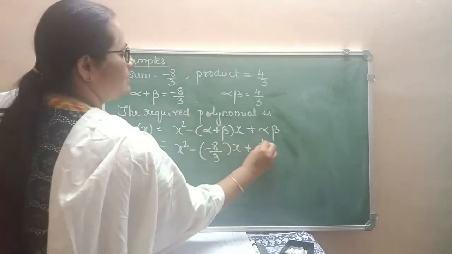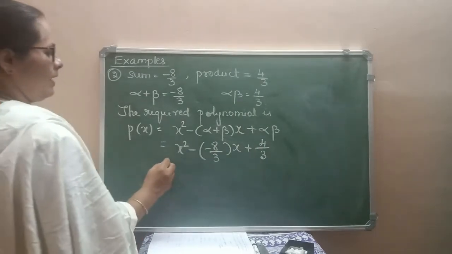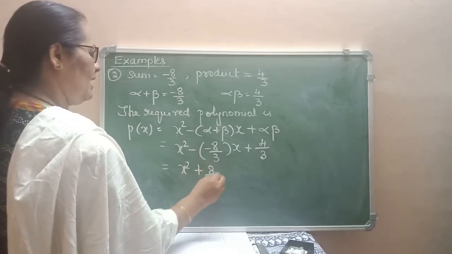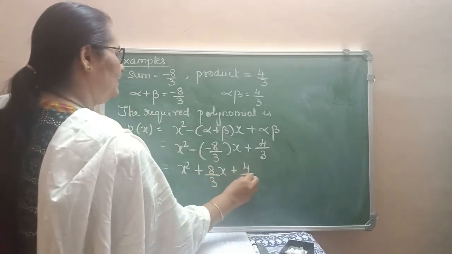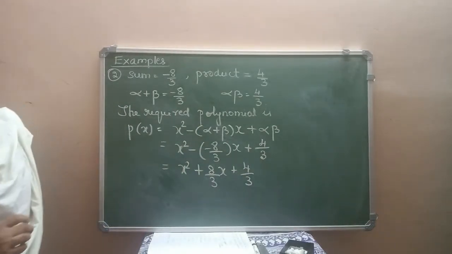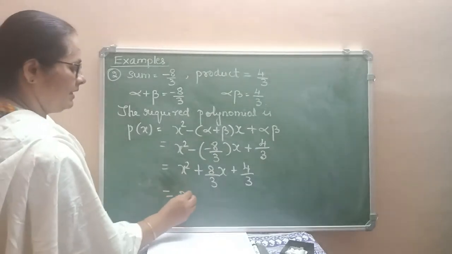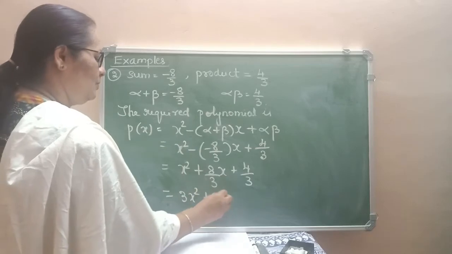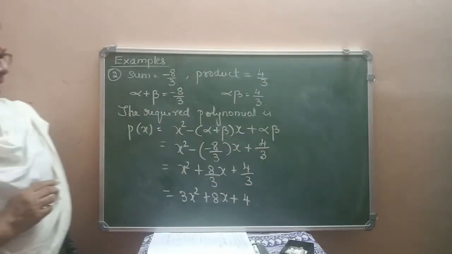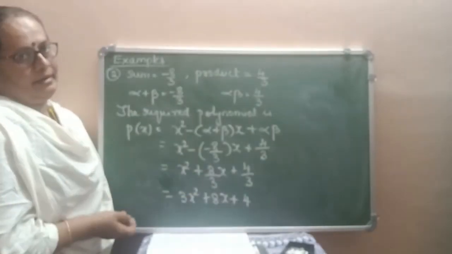And product of the zeros is 4 by 3. So the required polynomial is x square plus 8 by 3x plus 4 by 3. So this is the required polynomial. Further you can simplify and write it as 3x square plus 8x plus 4 is the required polynomial. Now you have to find zeros of the polynomial by splitting the middle term.